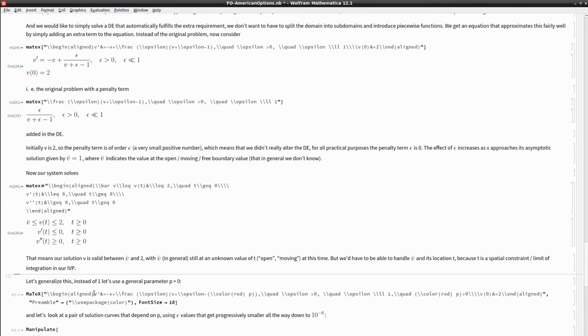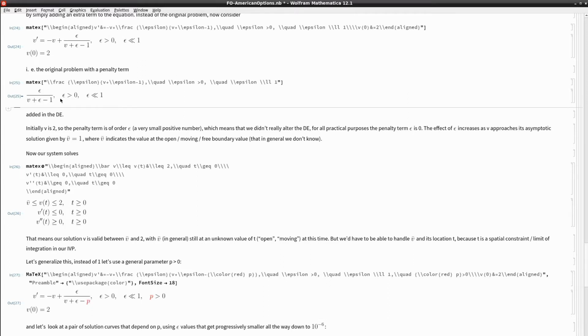But we can see already that we don't really have to split the domain. It would be ideal if we could treat it as splitting it without actually having to split it. So in the next step, let's generalize this. And instead of 1, let's use a general parameter p larger than 0. So you see that here I'm replacing the 1 with a p.